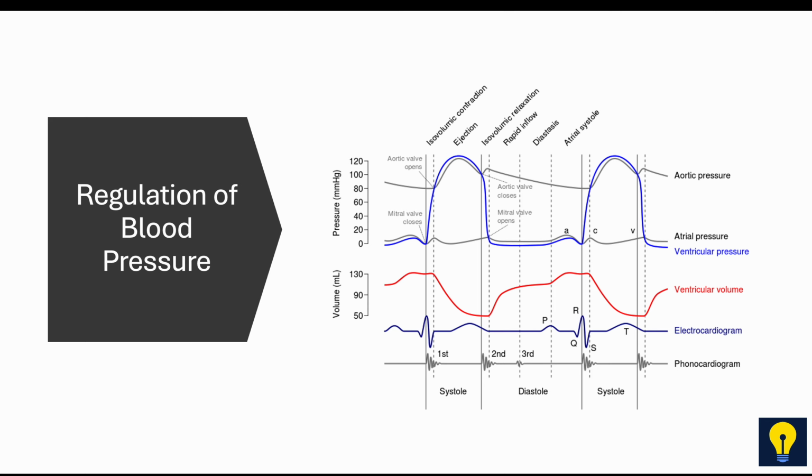Now let's discuss the blood volume impact, which is the ventricular volume right here. The volume of blood in the body is a significant determinant of blood pressure. A high blood volume increases pressure by enhancing the amount of blood pumped with each heartbeat. Additionally, conditions like clotting disorders result in thicker, more viscous blood, which also contributes to elevated blood pressure.